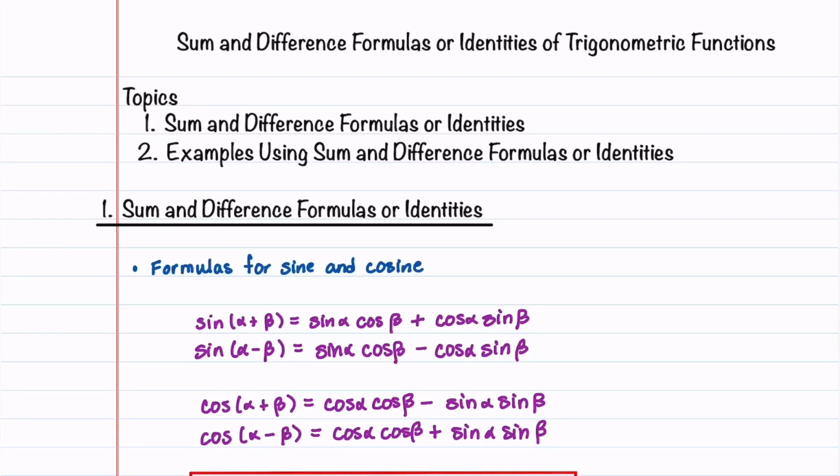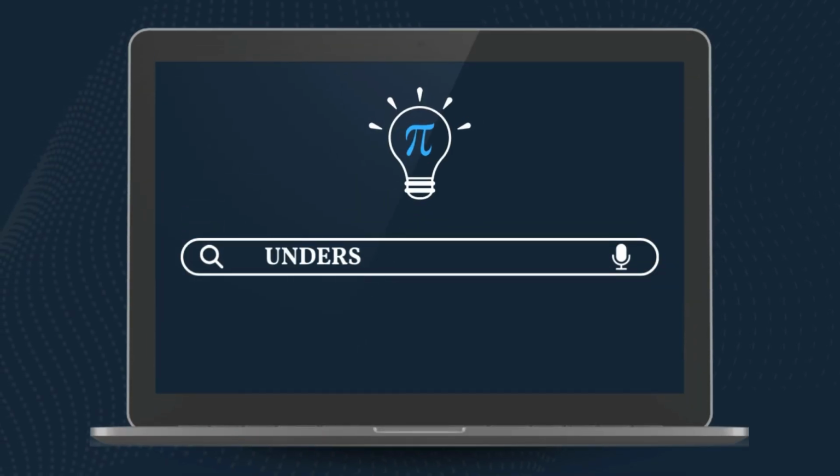Did you know that sum and difference formulas can be used in trigonometry to find the exact value of a trigonometric function and simplify trigonometric expressions? And that these formulas are used in everything from music theory to engineering? In this video, we'll walk through a lot of example problems so that you can see how to apply these formulas. Welcome to Understand the Math.